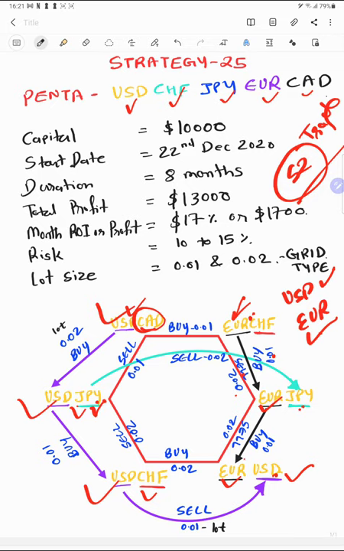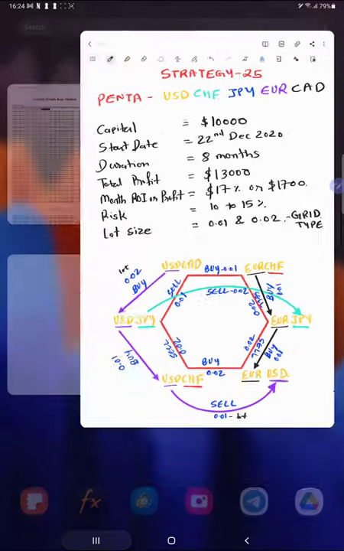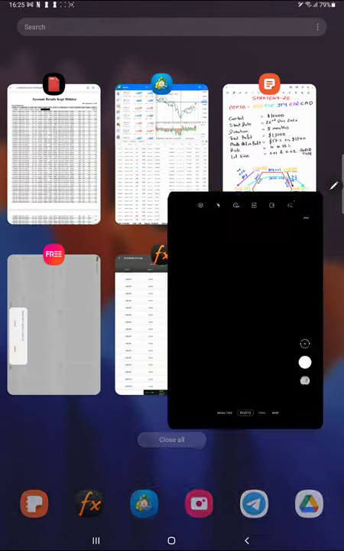It has already digested all the high movements of the market. Another part: this is a 17% ROI, 1700 per month profit, and it started on 2nd December, 8 months ago. Now we are going to see the live presentation on the live screen, the indicators we have used, and how we are selecting this Penta strategy in the live accounts.